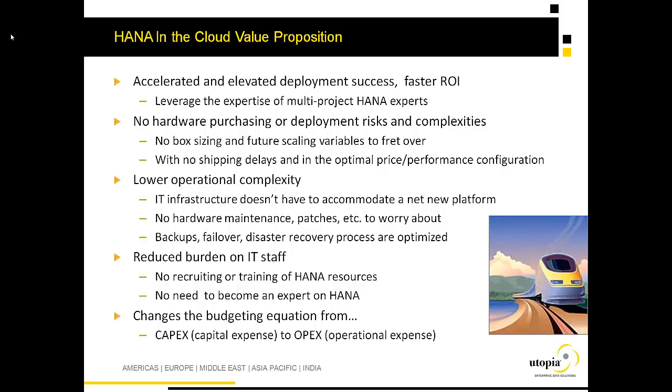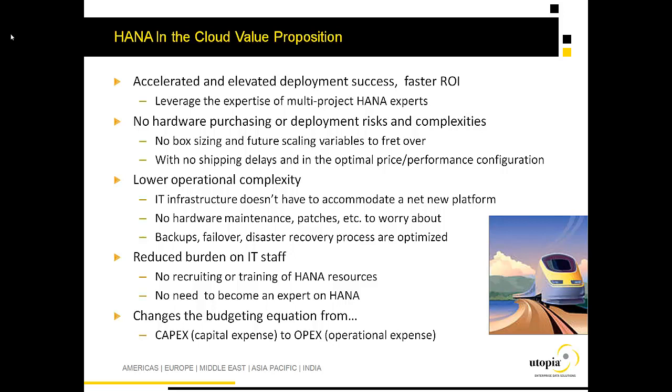transmit or deliver the data, and any data growth that occurs, then the hosting provider is responsible for the hardware infrastructure. So there's no shipping delays, and you can expect optimal price performance configuration because your hosting provider will have a contract or an arrangement with a hardware provider, and so you can expect them to get better terms for their hardware configuration than what you can probably achieve.